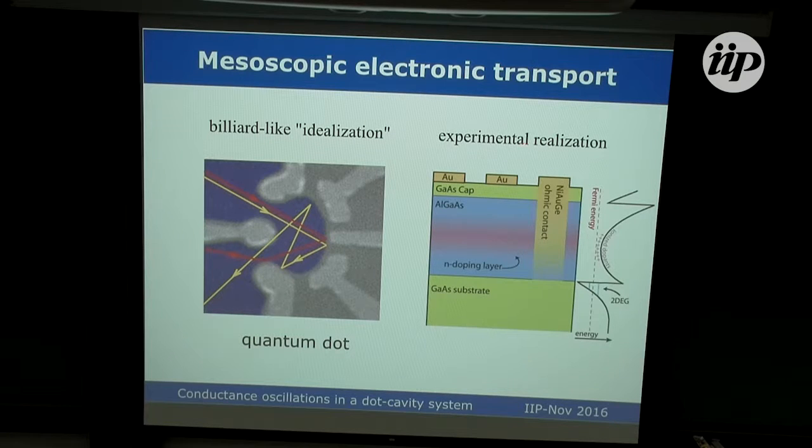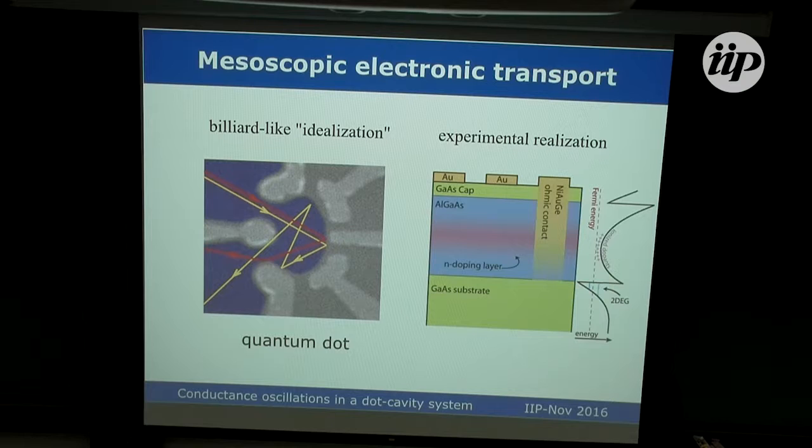The experimental realization, one always has to keep in mind, is some heterostructure where actually the 2D electron gas sits here underneath. So these metal plates here are gold or some other metal, and they are far away, they are not in contact with the 2D electron gas. But if you have some kind of a gate here, you can tune some potential that will actually shape or constrain the trajectories of the electrons to follow something like a billiard-like idealization.